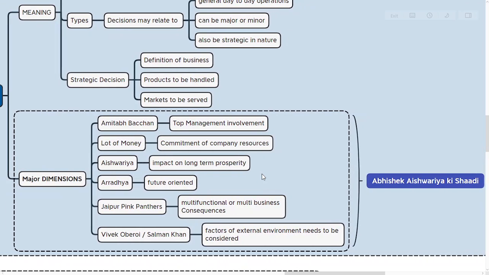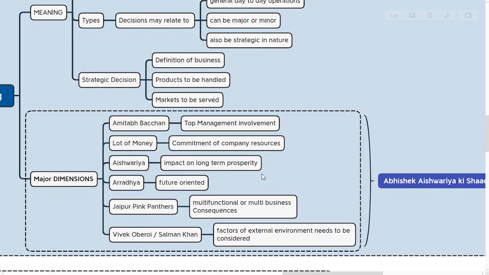Use the mnemonic of the Abhishek-Aishwarya wedding. First, Amitabh Bachchan: top management involvement, lots of money, commitment of company's resources. Aishwarya: impact on long-term prosperity. Aaradhya Bachchan: it should be future oriented. Jaipur Pink Banners: multifunctional, multi-business consequences. And Vivek Oberoi or Salman Khan: factors of external environment need to be considered. Remember the Abhishek-Aishwarya wedding.